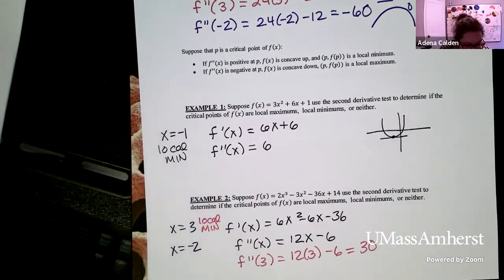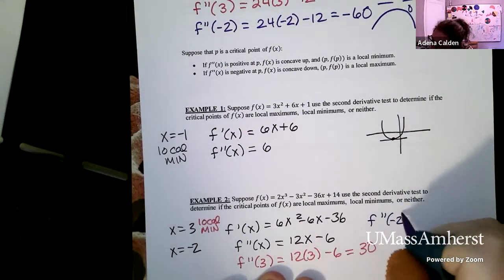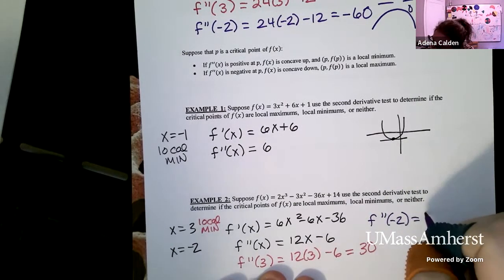Okay, and then I also want to plug in my other critical point of -2. So again, I plug that right into my second derivative.